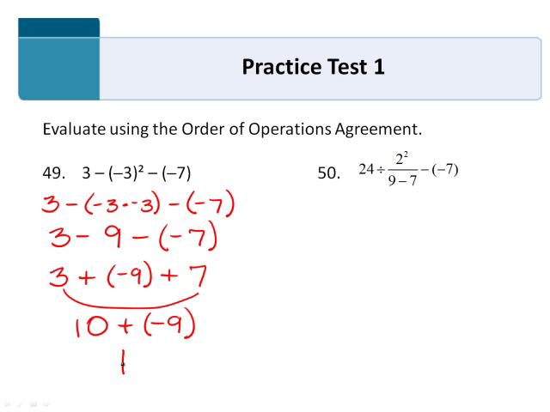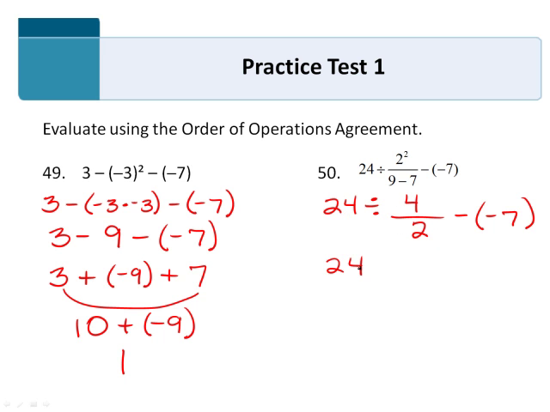All right, number 50. Here we have, let's see here, you're going to start with that fraction bar. You've got to get that all simplified first. So we're going to keep 24 and the division sign. 2 squared on top, 2 times 2 is 4. And on the bottom we can just subtract. 9 minus 7 would be 2. And we still have minus -7 out here at the end. Okay? So our next step is to finish simplifying the fraction.